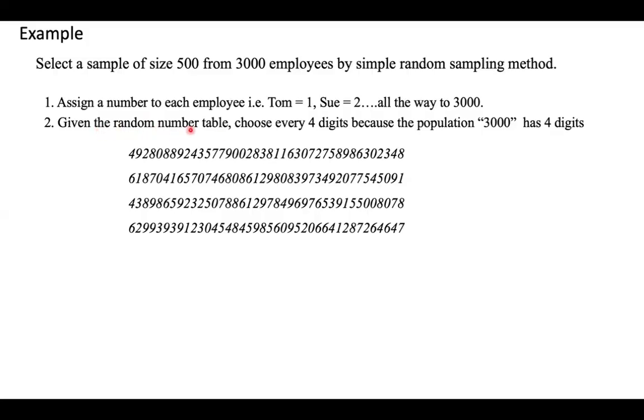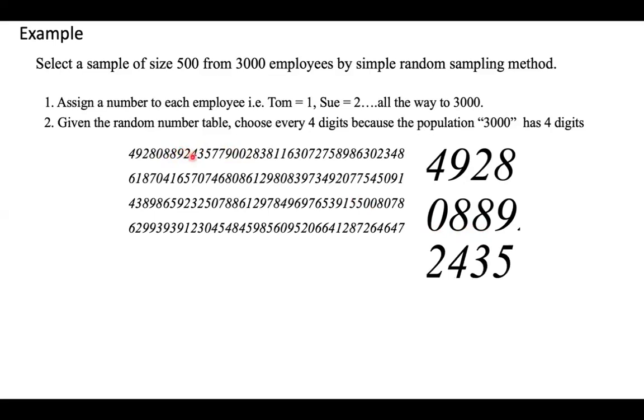Then we are given a random number table, like this one. And we choose every 4 digits. And why is it 4? Because population, we have 3,000 here, and it has 4 digits: 1, 2, 3, and 4. So what do I mean by choosing every 4 digits? We go 4, 9, 2, 8. That's 4 digits, so we write that down. And then the next one, 0, 8, 8, 9. So 4 digits. And then the next one, 2, 4, 3, 5. So 4 digits, and so on and so forth.